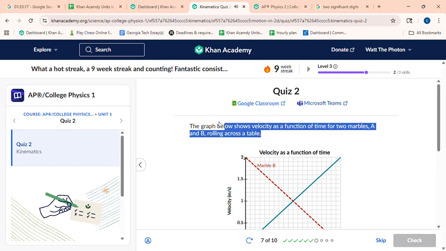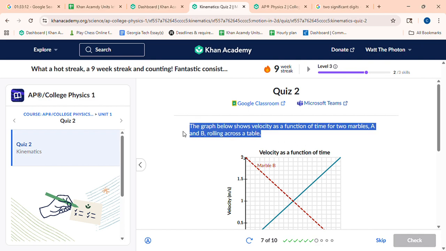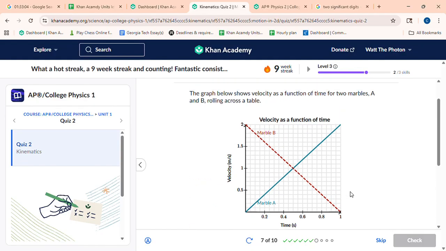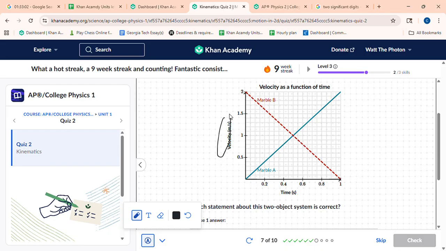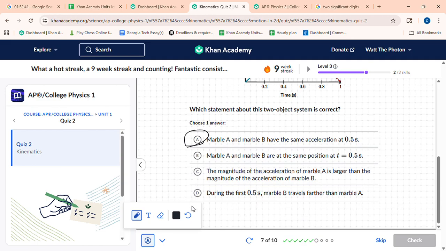The graph below shows the velocity as a function of time for two marbles, A and B, rolling across a table. Which statement about this two-object system is correct? Marble A and marble B have the same acceleration. So this is velocity and time. So acceleration is change in velocity. It's velocity prime. So let's see. They seem to have 2 to 1, 0 to 2, at the same time interval. That seems to be correct. They have the same acceleration.